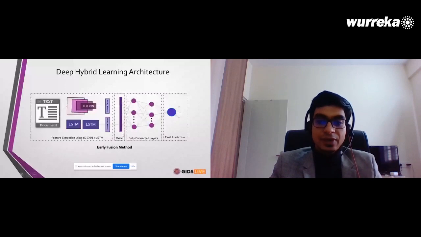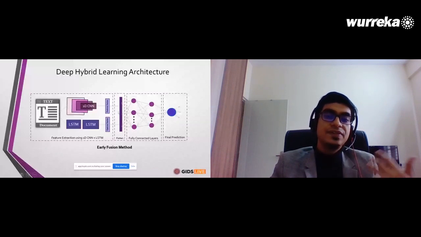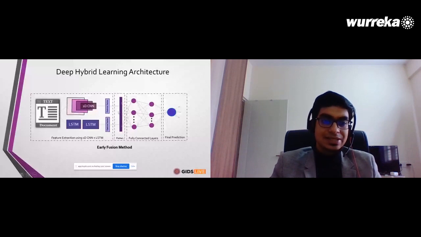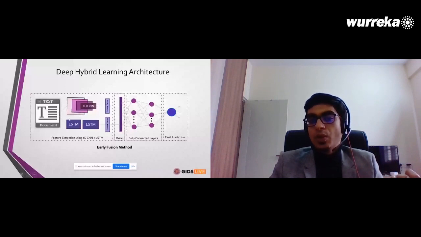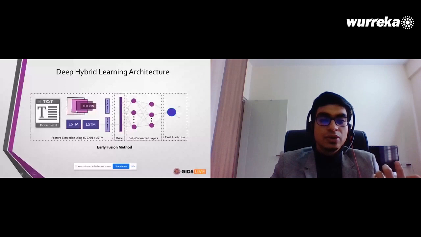Now, how does the early fusion method look like? In the early fusion method, as I said, the combination happens even before the features are extracted. A classic example is where we can use a 1D convolutional neural network for text document classification. From the text data, the sequential data, we can use a simple 1D convolutional neural network to get the feature vectors, and the remaining part remains as it is. We can have a series of fully connected layers and do the prediction.